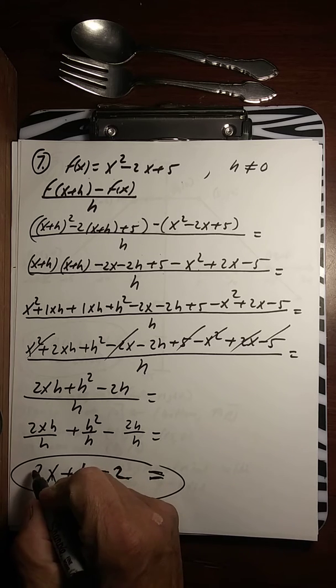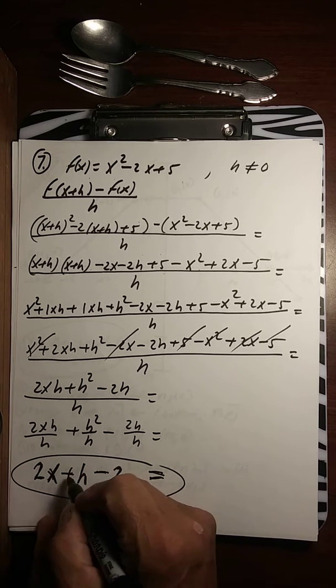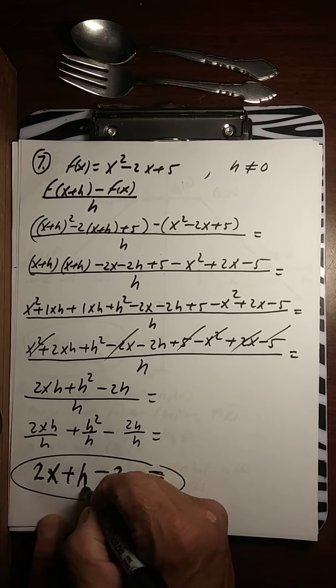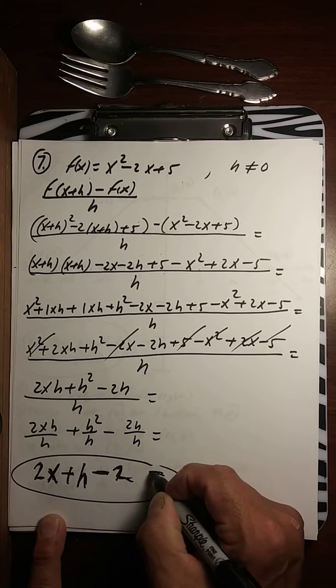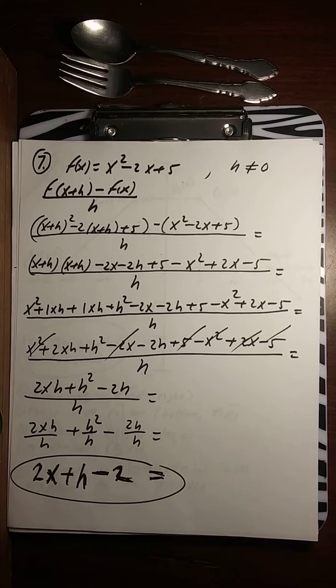So the answer is 2x plus the h minus the 2. That's it. That's what's left.